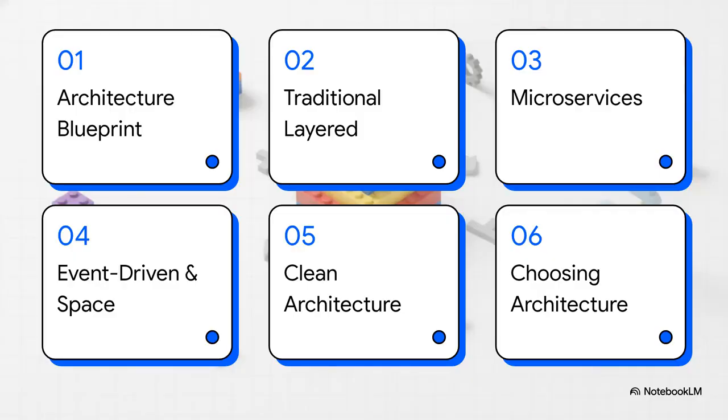Here's our instruction manual for today. We're going to cover the architecture blueprint, traditional layered builds, microservices and distributed systems, event-driven and space-based setups, the clean architecture core, and finally, choosing your architecture.